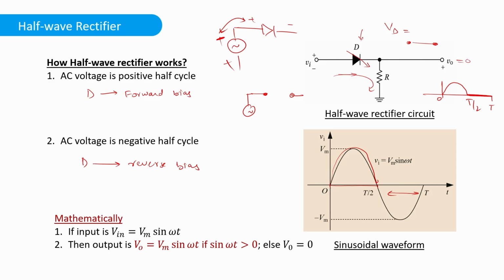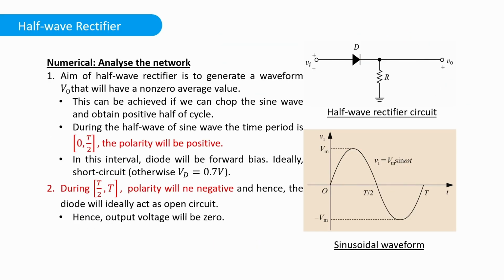Okay. So let's go to the next slide and discuss it in more detail and see what happens theoretically, and then we will do it mathematically. This is the theory which we already discussed in the previous slide, that in the positive half of the input signal, we will have the diode in the forward bias condition.